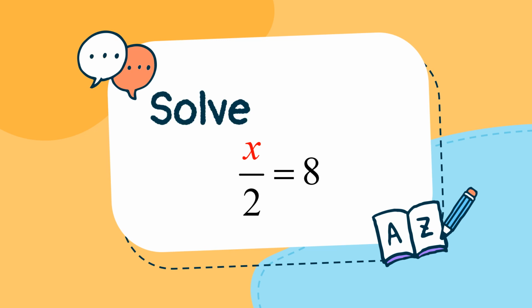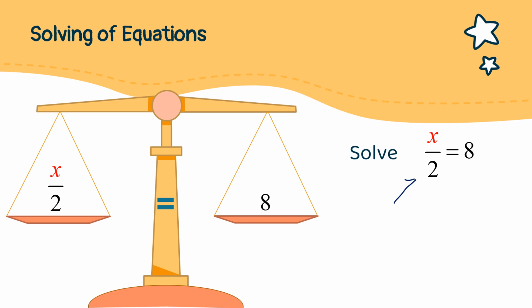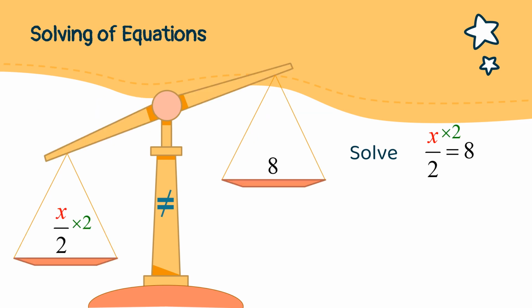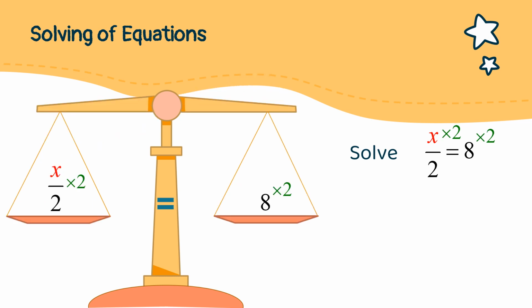Now we will solve x over 2 equals 8. To remove the 2 at the denominator, we have to do the reverse operation. The reverse operation of divide is multiply. So we will multiply by 2 on the left hand side, and we will also multiply by 2 on the right hand side. This will give us x equals 16, and the equation is solved.